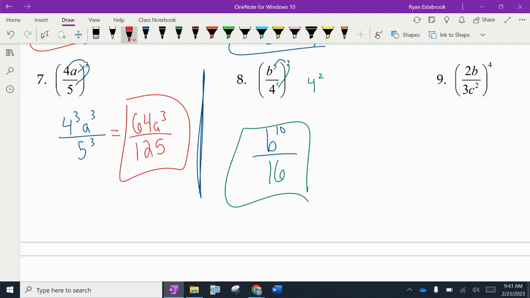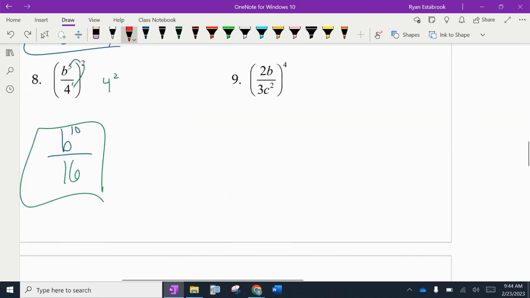Caution tape here, 10 and 16. This 10 and that 16, do they have anything in common? 2, right? So can we divide them both by 2? No. 16 is like a base. 10 is an exponent. There's nothing we can do to simplify those with each other, so don't even try it. All right, last one in this row, and it's right here. I want you to try it first, see what you can get.